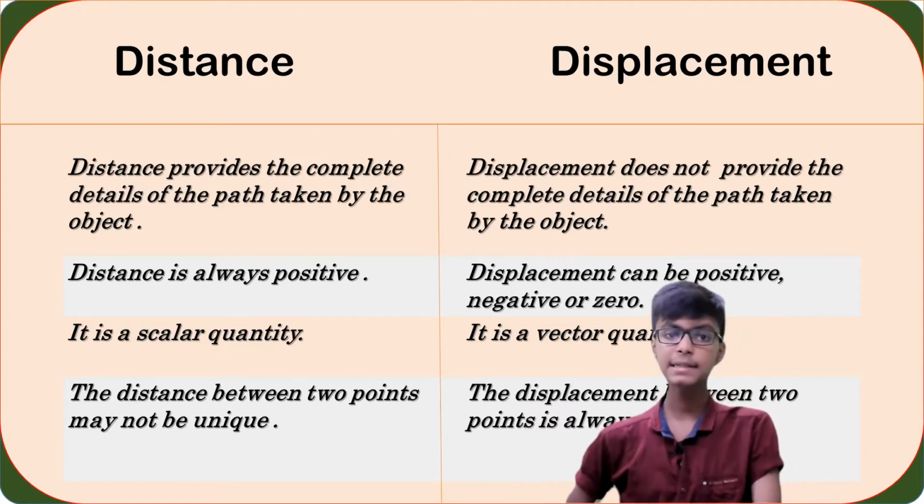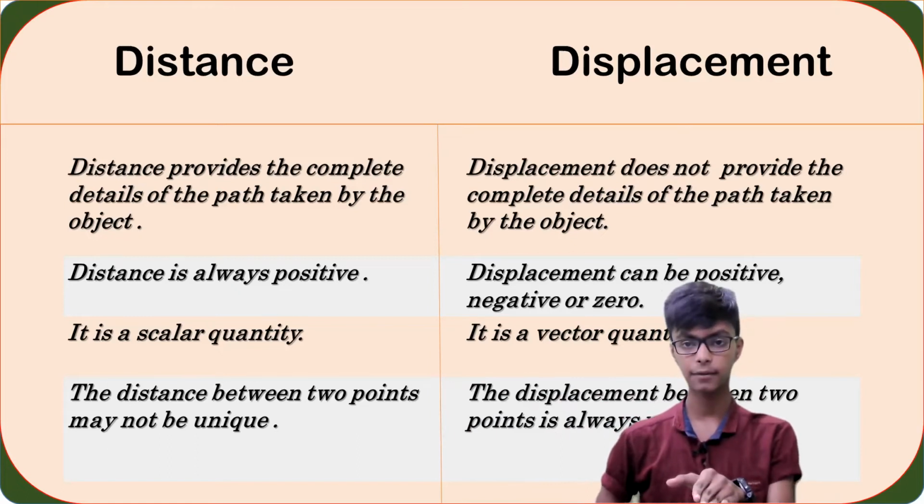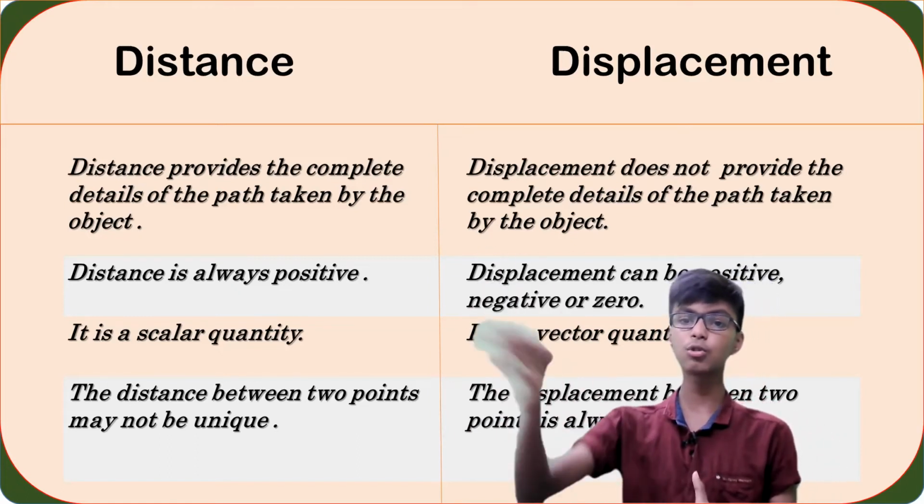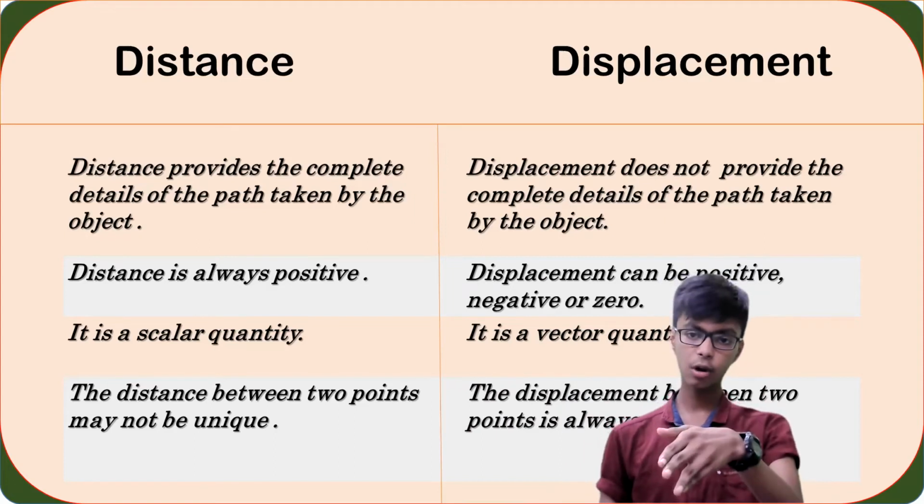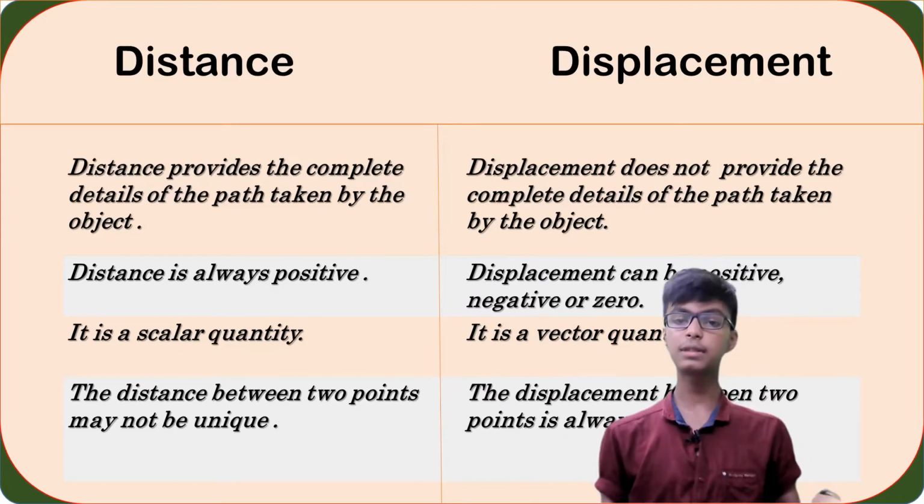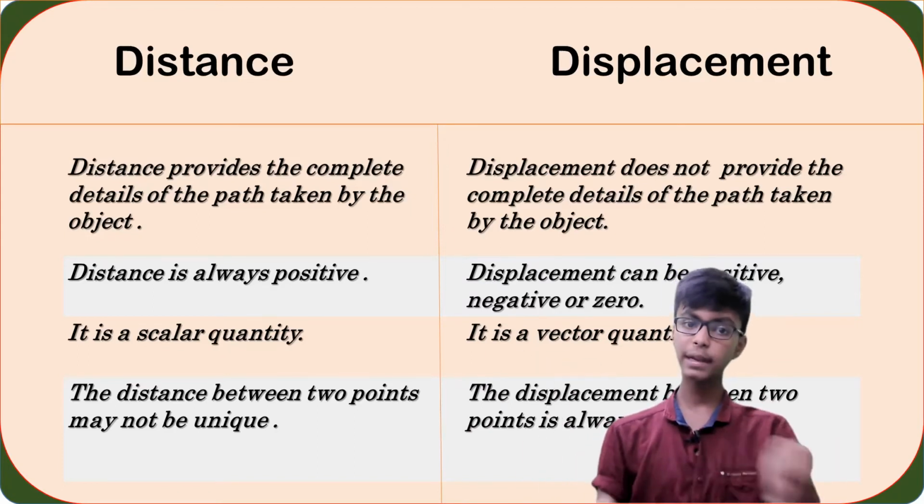Second, distance is always positive. Distance is always positive, can't be negative. Suppose in the morning your aim is to go to school. Your school is on the northeast side, but you are going to the southeast side. You are going on the wrong side.